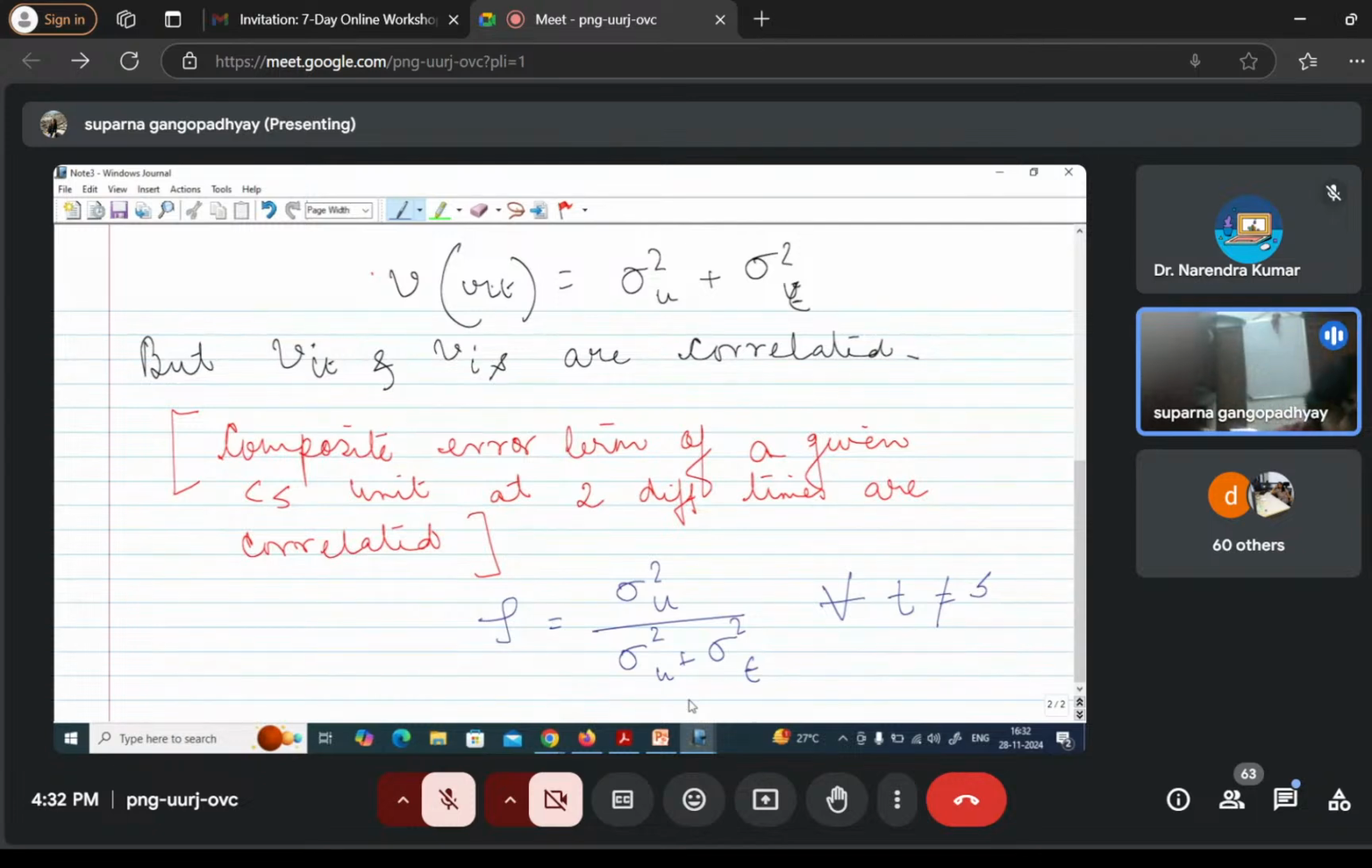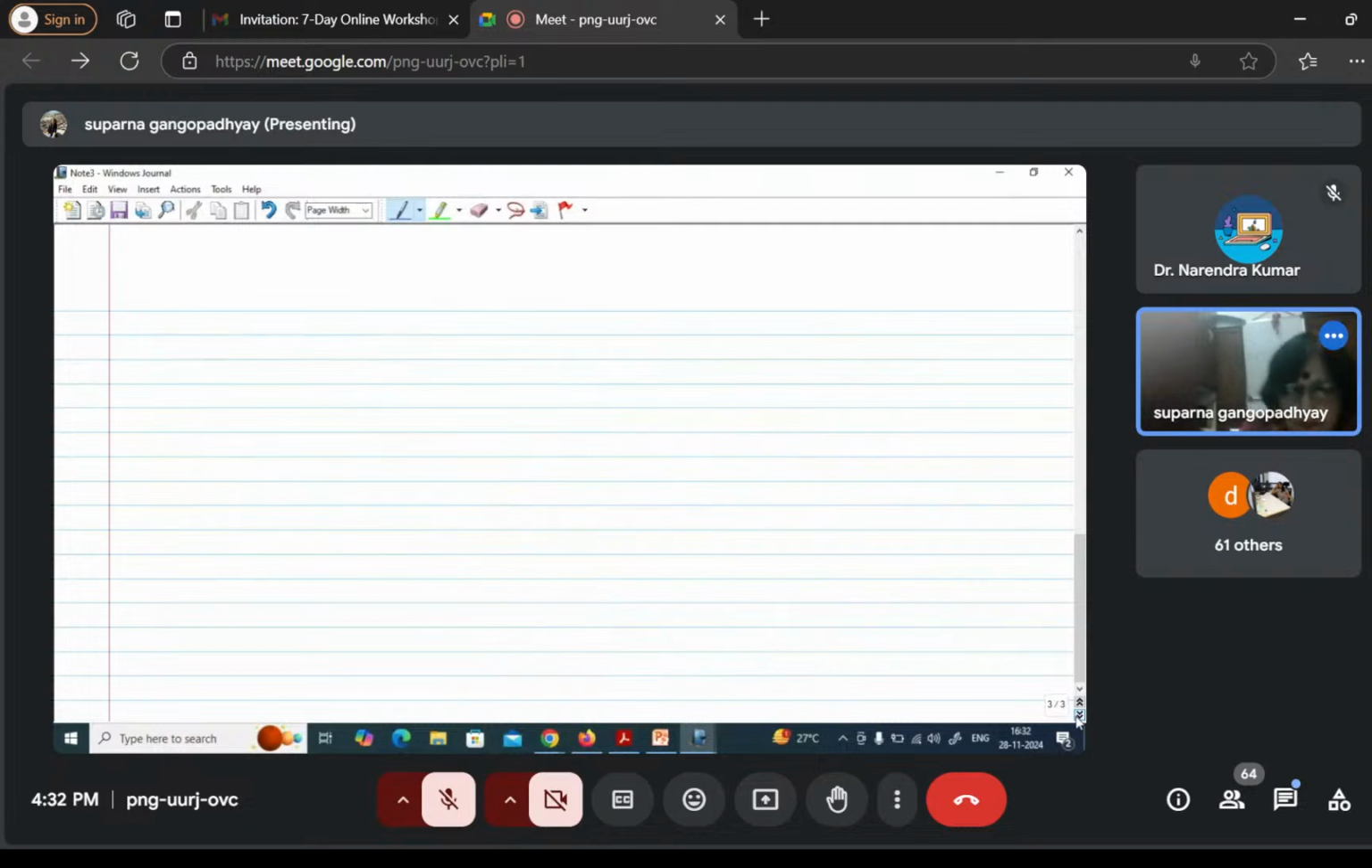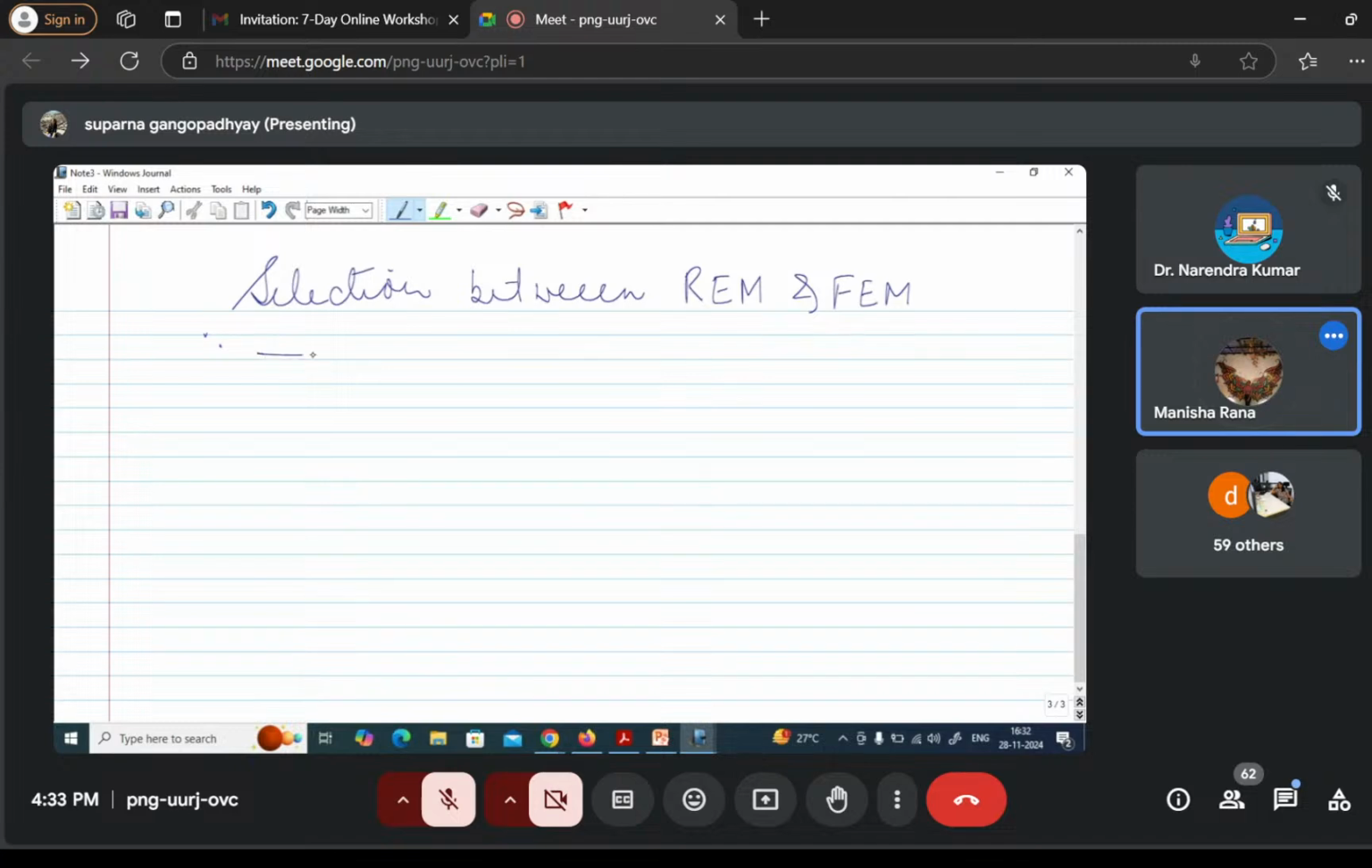But actually, when you perform a test, we have to prove it. That's why a statistical test comes, and that is known as the Hausman selection between REM and FEM. The test is the Hausman test.